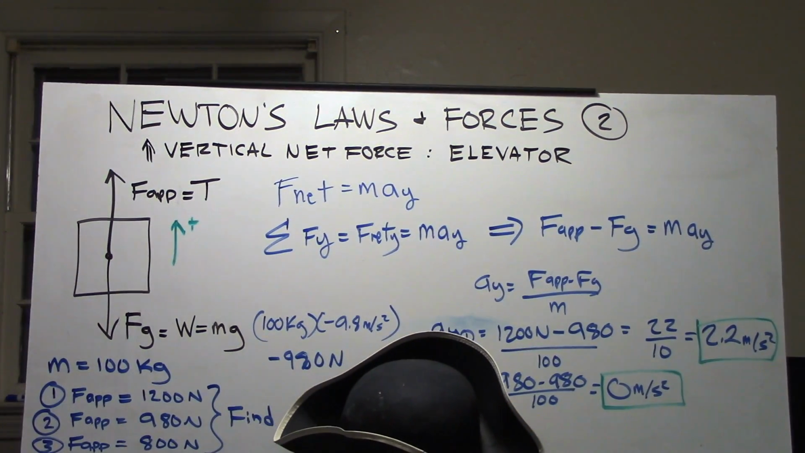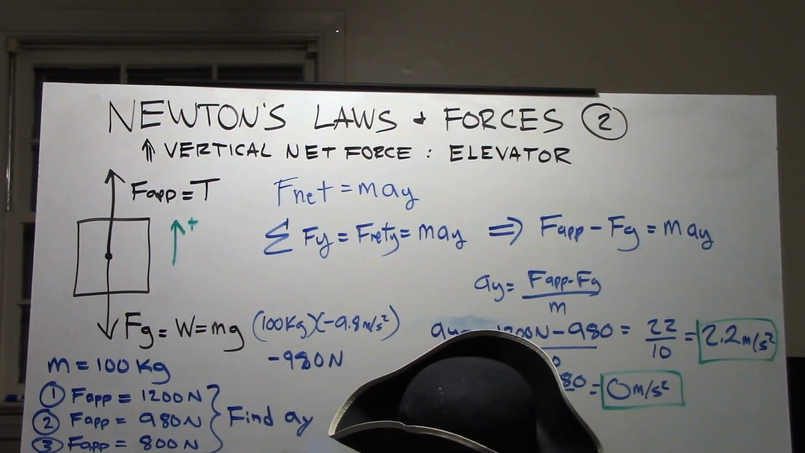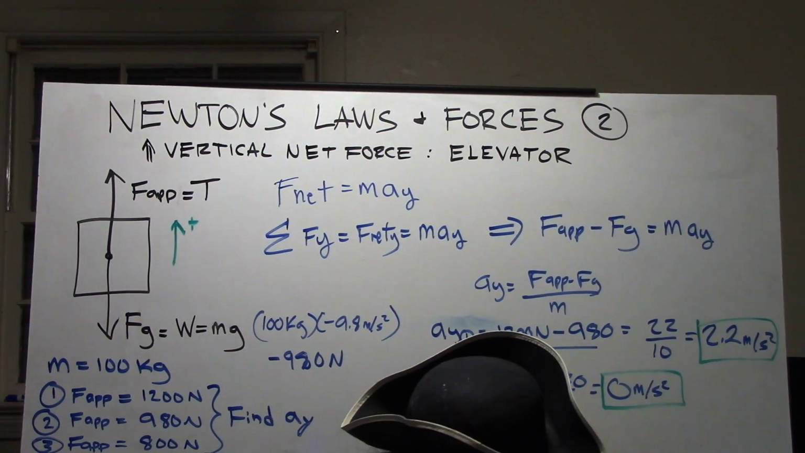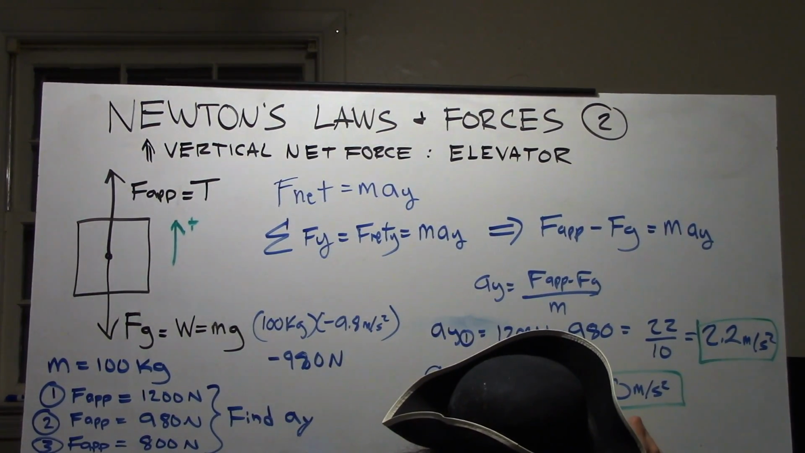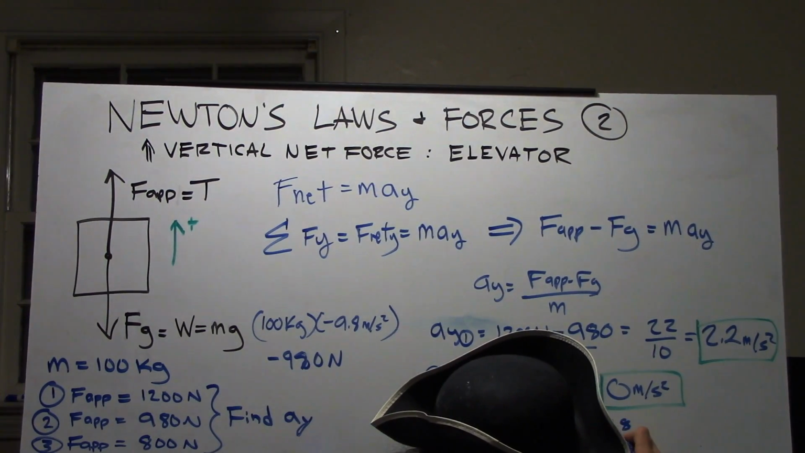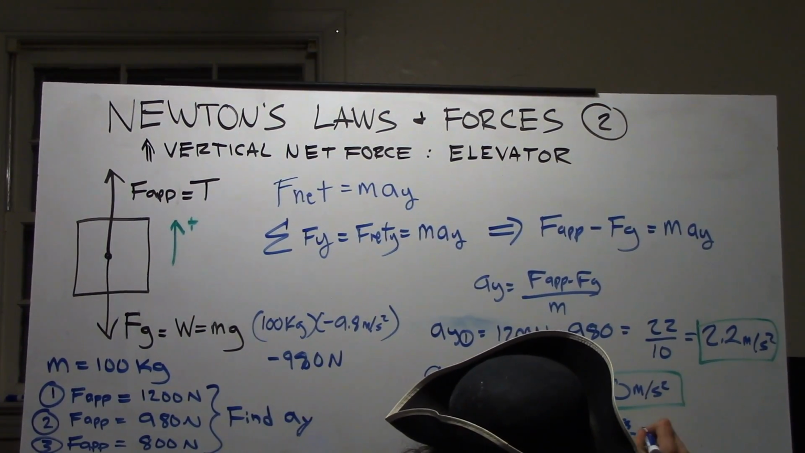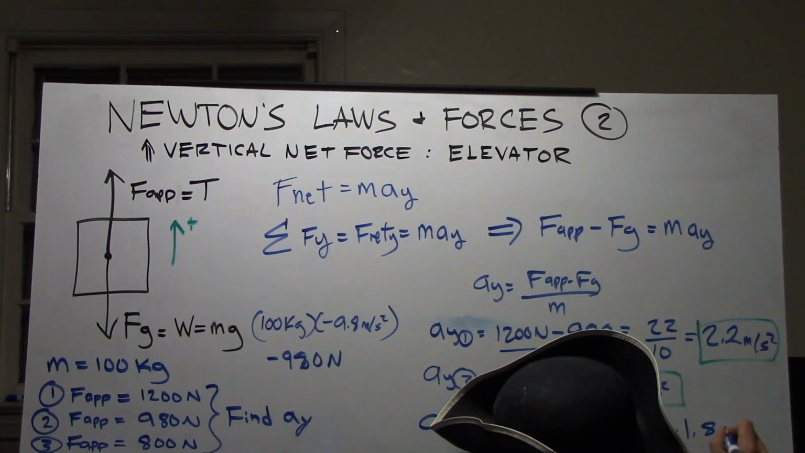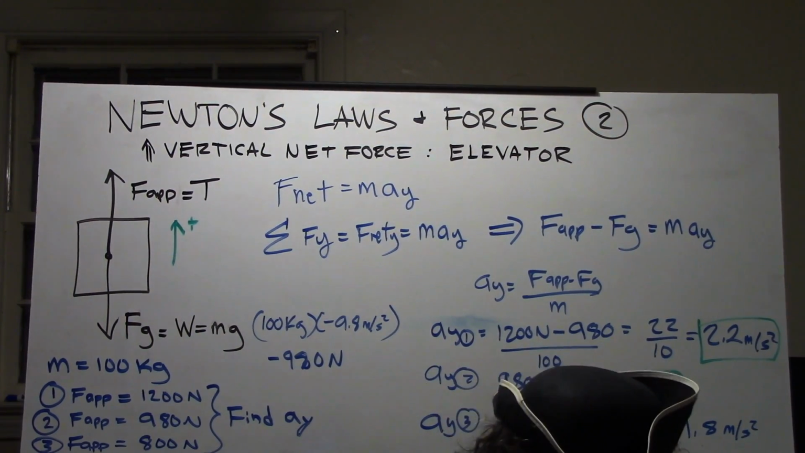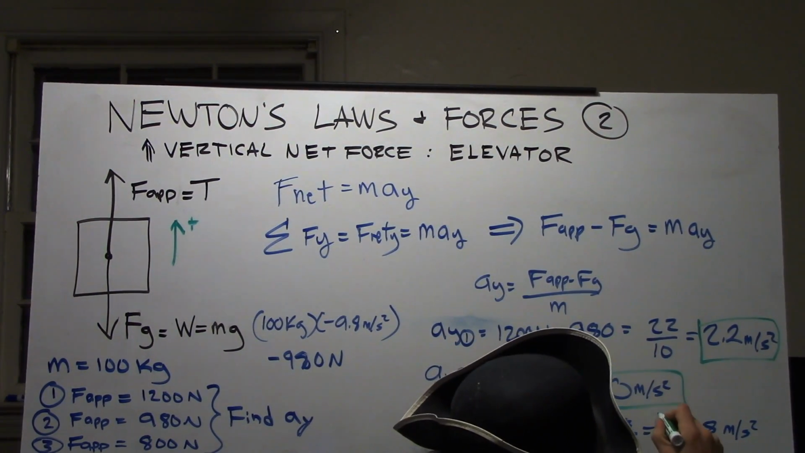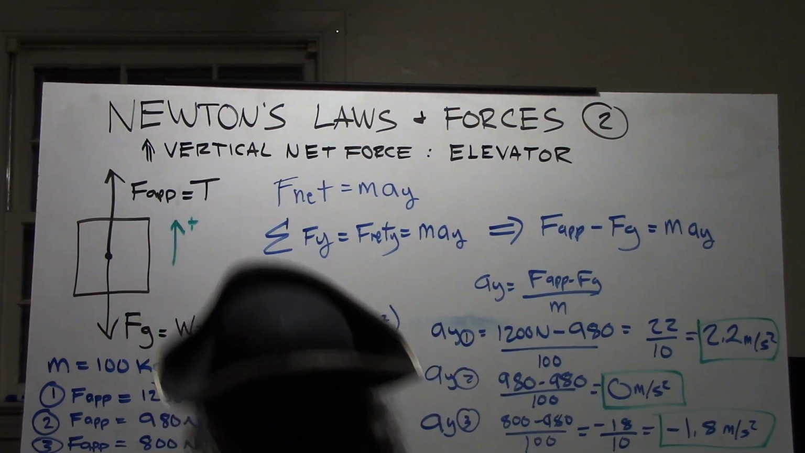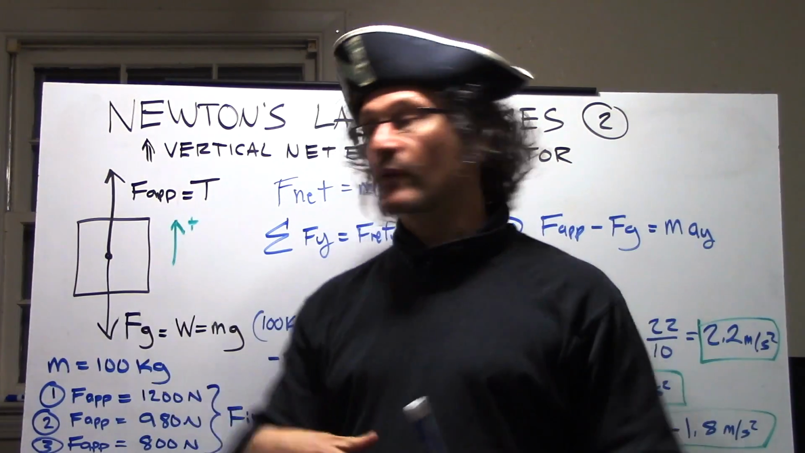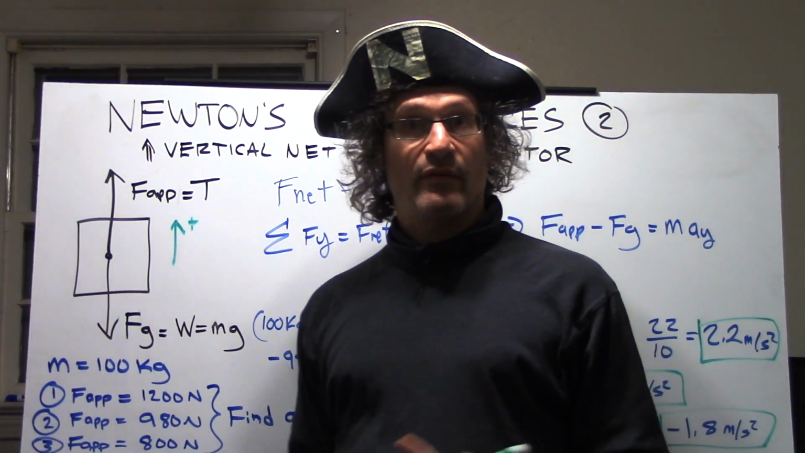Lastly, a_y3. Now we've got 800 minus 980 over 100. That is negative 180 over 100, or 18 over 10, which is negative 1.8 meters per second squared. All right, so we see that if the tension is lower than gravity, the acceleration is negative, which means this is changing its motion, so it's accelerating in the negative direction. It's gaining speed downward. So we can definitely tell in the first case the elevator is rising.